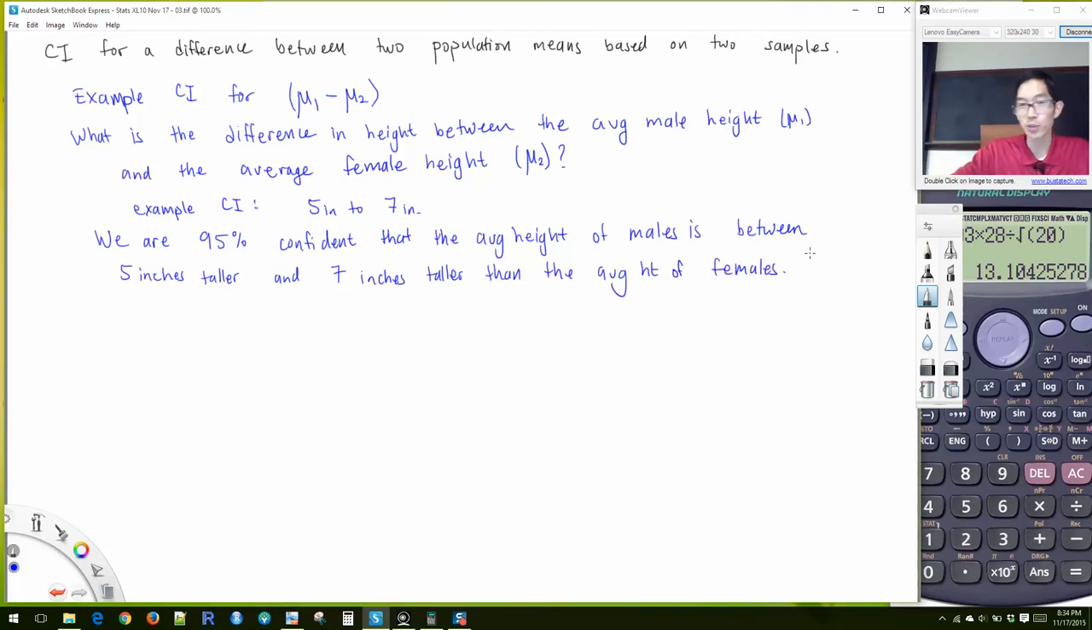Maybe I'll ask Google to convert for metric, for international friends. What is 5 inches in centimeters? 5 inches equals 12.7 centimeters. Well, thank you very much, Lady Google. What is 7 inches in centimeters? 7 inches equals 17.78 centimeters. All right, so we'll just say 17.8 centimeters.